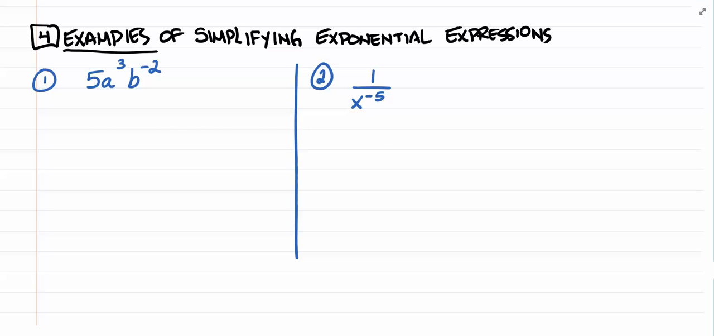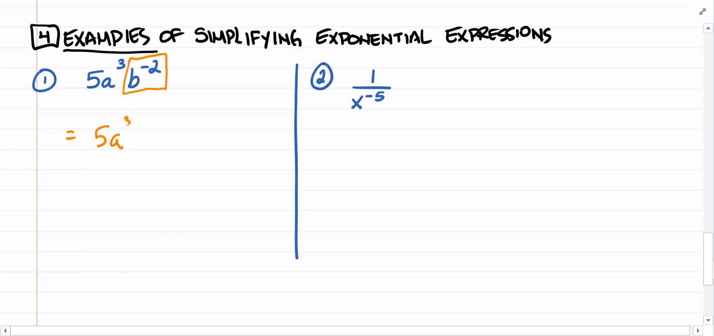Box number 4 is an example of simplifying some exponential expressions. So these are expressions that have exponents, and we want to simplify them. Here's number 1. So I have 5a cubed b to the negative 2. Notice that the only variable that has a negative exponent is the b. So that's the only one in which I need to apply the rule of negative exponents. So this is going to give me 5a to the third multiplied by 1 over b to the negative 2. Or, sorry, excuse me, 1 over b to the positive 2. Which simplifies down to 5a cubed divided by b squared.